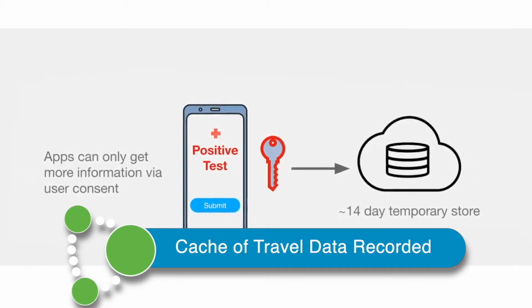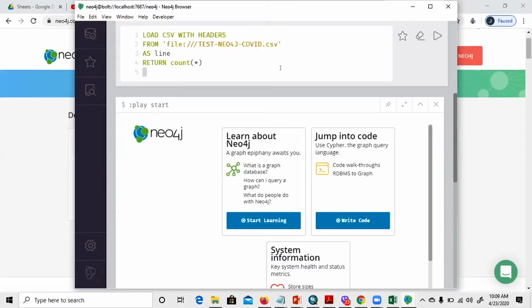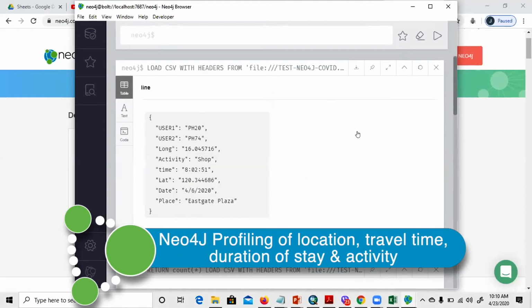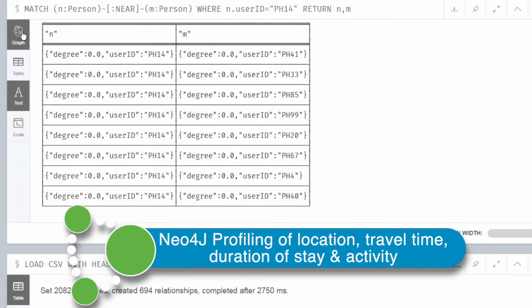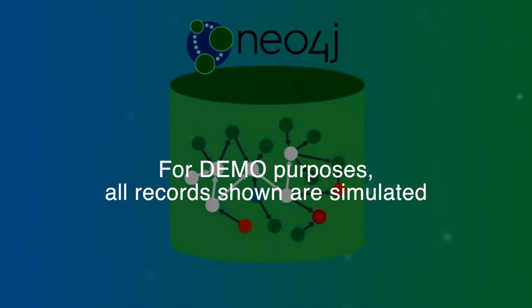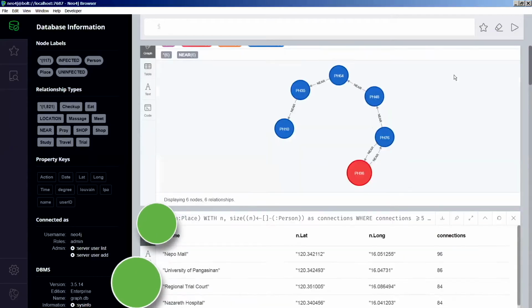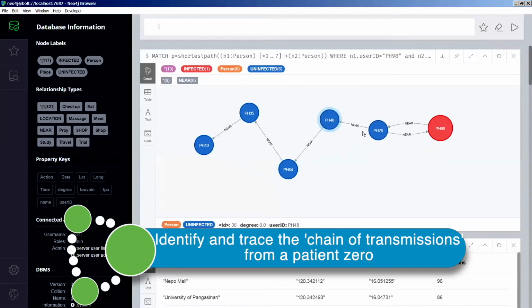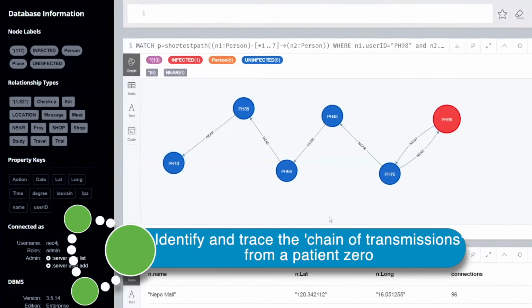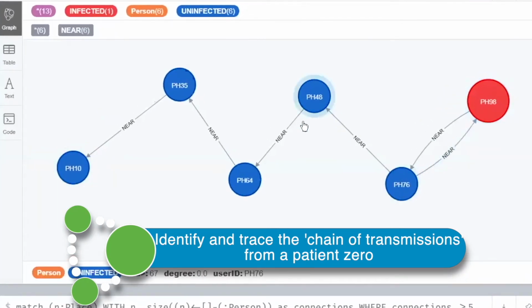Over time, a cache of travel data is recorded. With this data, Neo4j accurately profiles the location, travel time, duration of stay, and activity conducted by a mobile phone user. Access to this information enables governments to identify and trace the chain of transmissions from a patient zero to the public with a turnover faster than what conventional contact tracing could achieve.